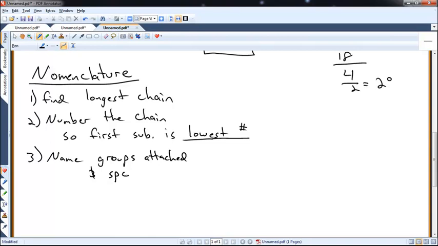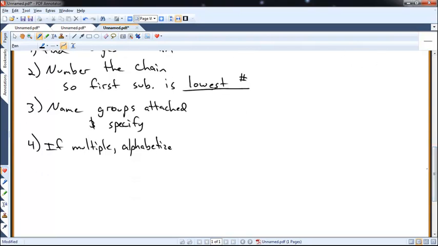So I say this is at this position, this is at that position, etc. And then lastly, if we have multiple substituents, we put them in order alphabetically. So if multiple, which is often the case, alphabetize, put them together alphabetically. And if you have a group that shows up more than once, such as a methyl group showing up multiple times, then you use the prefix di, tri for 3, tetra for 4, penta for 5, etc.